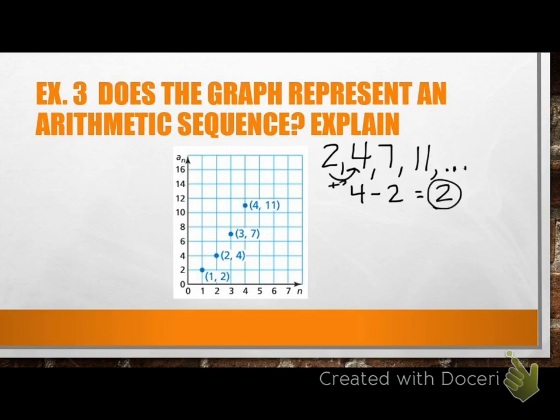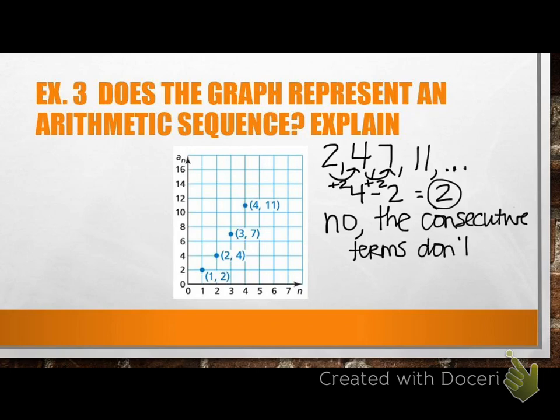So we've got to check it out. 2 plus 2 is 4. But is 4 plus 2 equal to 7? No, it's not. So is this an arithmetic sequence? No. And why is it not an arithmetic sequence? Our consecutive terms do or do not have the same common difference? Do not. All right, so this is our explanation. No, the consecutive terms, because we know they're consecutive, don't have the same common difference.